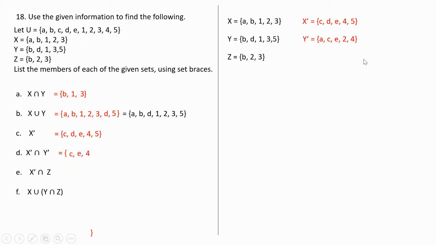Yes, there it is. How about a 5? No. So that's my answer: C, E, 4. Okay. Now E.